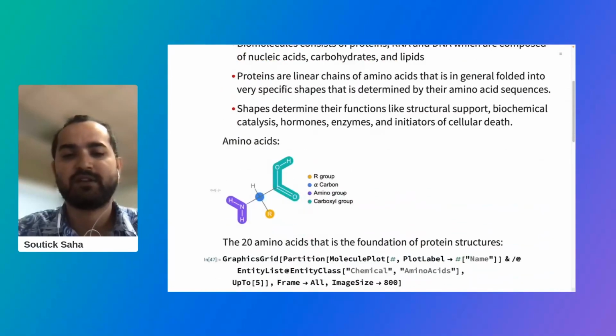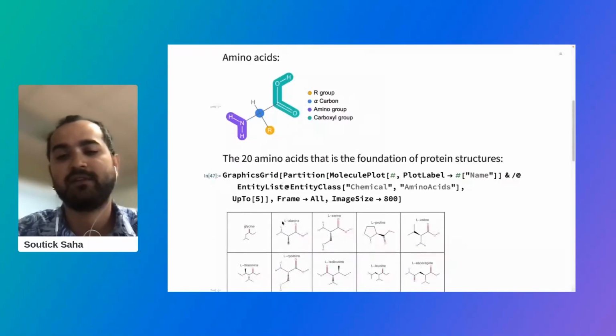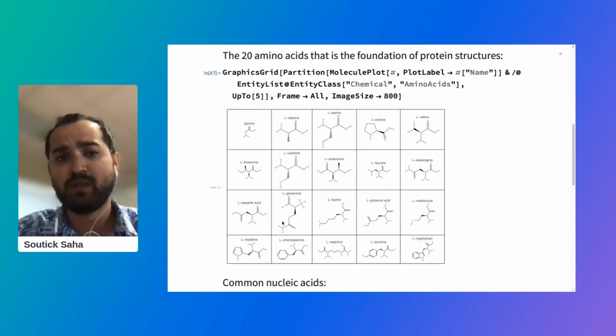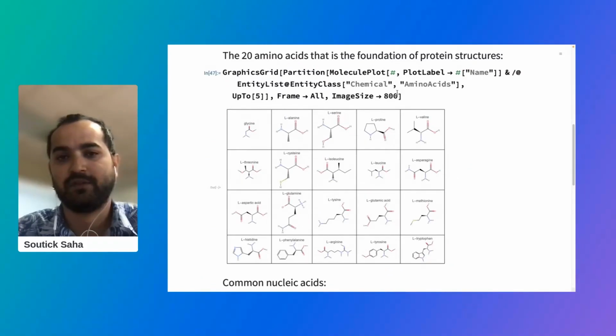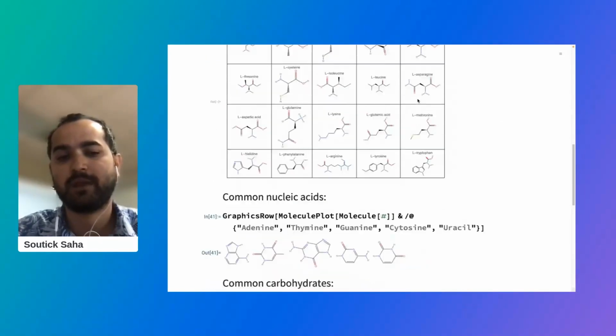So the basic structure of the amino acids is as follows. All amino acids have a carboxyl group, an amine group, an alpha carbon, a hydrogen atom, and an organic R group, and variation in the R group leads to different amino acids. These are the common 20 amino acids that are used to build protein structures in nature. This is created using the MoleculePlot function in Wolfram Language.